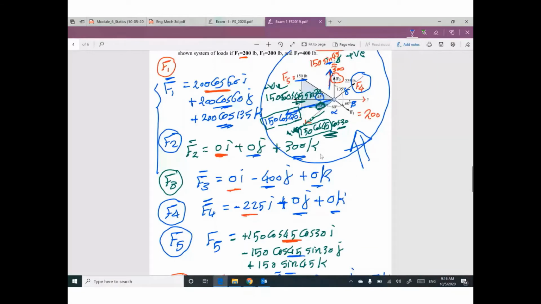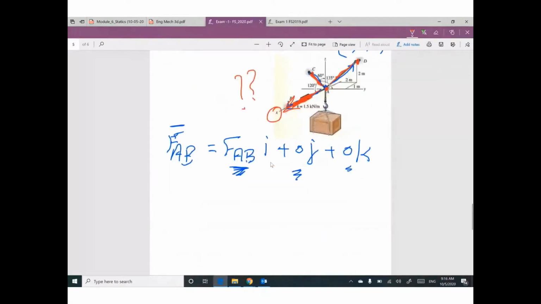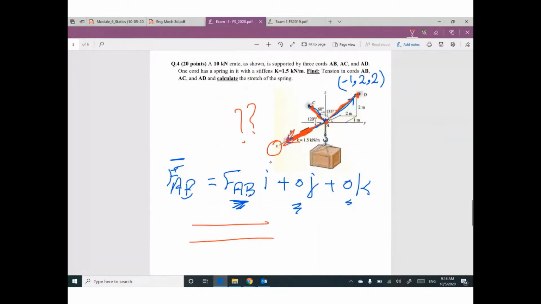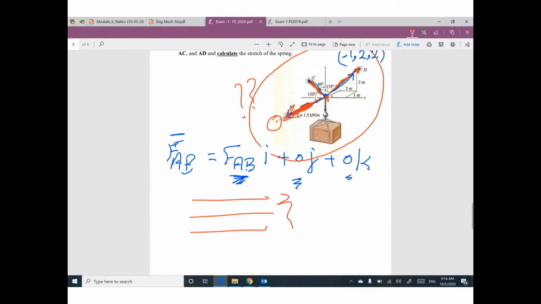Can you write anything here? Can you write a few sentences here? You cannot write anything. You cannot say anything you understand from this problem. Any few sentences. I didn't ask for the final answer. Can you write a few sentences? Can you write anything here?